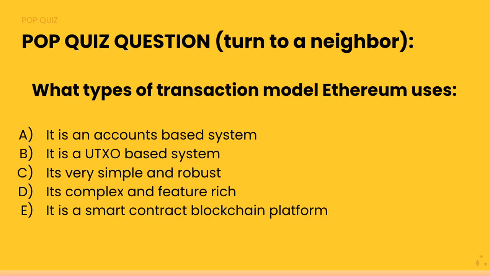Okay, pop quiz question. You guys can just talk amongst yourselves for a few minutes. What types of transaction model does Ethereum use? It's an account-based system. It's a UTXO-based system. It's very simple and robust. It's complex and feature-rich, and it's a smart contract blockchain platform. So this is multiple answers, so you can just choose all the ones that you think are true. Discuss for a couple minutes, and then we'll come back.